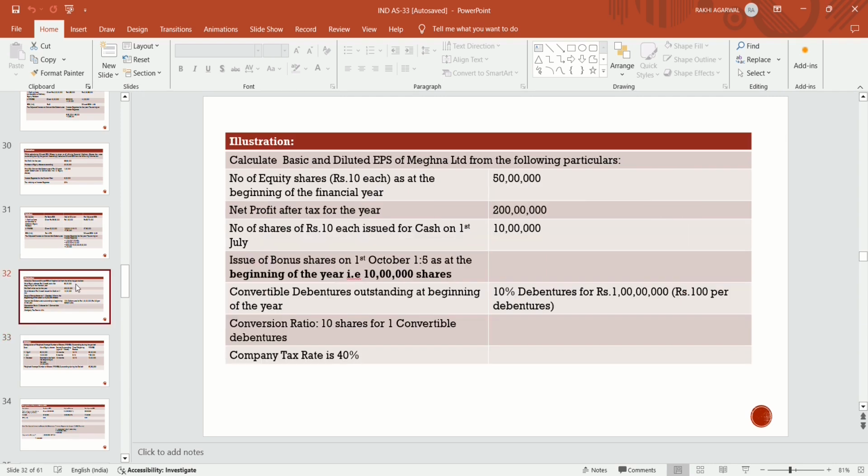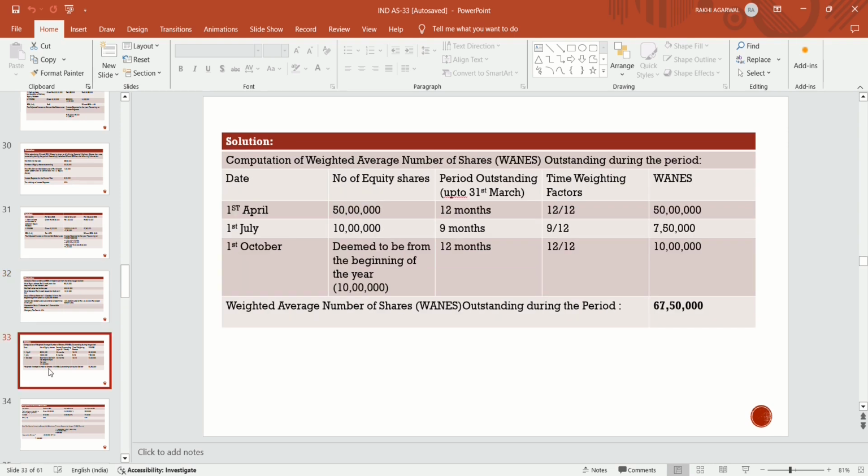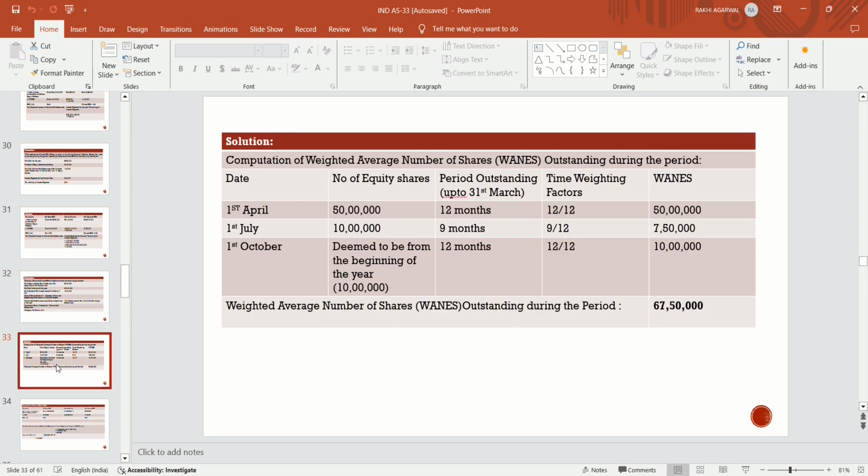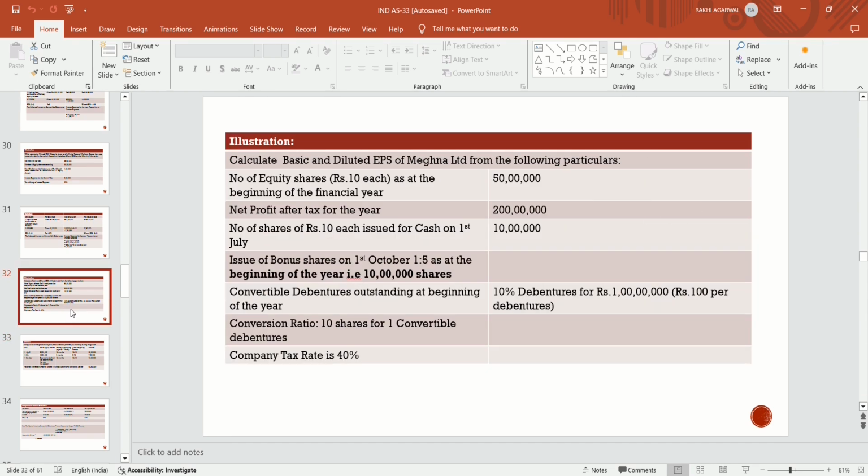Firstly, the opening number of equity shares at the beginning of the financial year is 50 lakh. So on 1st April the number of outstanding shares is 50 lakh. Now on 1st July, the company issued 10 lakh further shares for cash. The company issued bonus shares on 1st October, 1:5 on the shares at the beginning of the year.